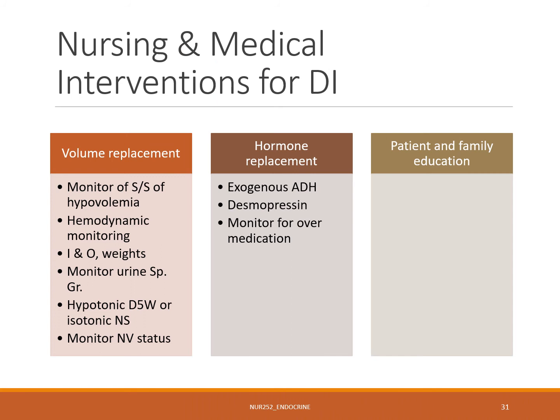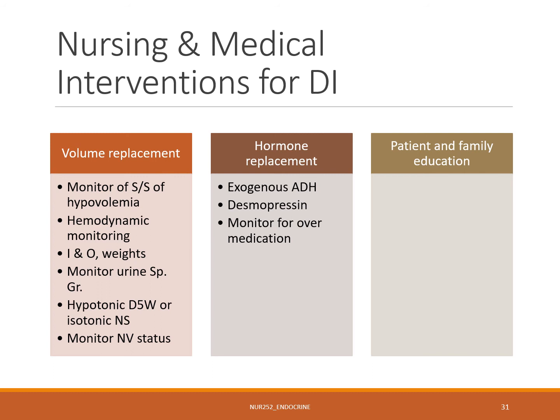A priority intervention is to monitor for signs and symptoms of hypovolemia and maintain electrolyte balance. Just remember with DI, they're dehydrated and dry. Vital signs must be recorded at least every hour along with urine output. Hemodynamic monitoring may be necessary to evaluate fluid requirements and to monitor client response to treatment. This is especially important in older adults who are more likely to have concurrent cardiovascular and renal disease.